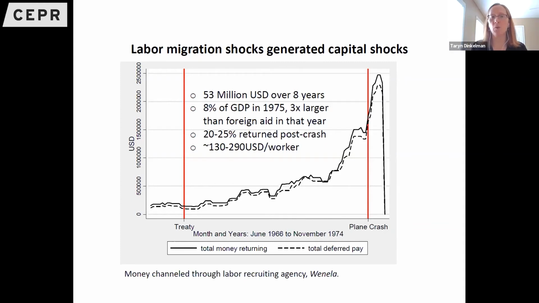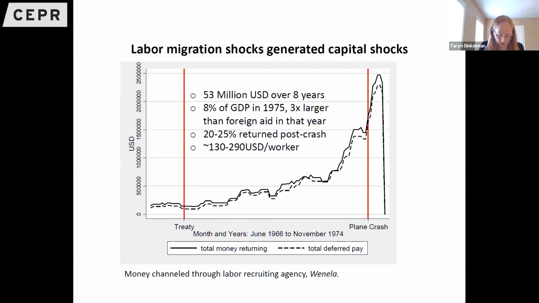Okay, so this was about 8% of GDP in 1975, much larger than foreign aid. And from the workers' perspective, it was about $130 to $290 upon return. In our paper we benchmarked this as more than 2 times the annual wage that someone could earn at the next best wage opportunity in Malawi. So it's a highly lucrative activity.